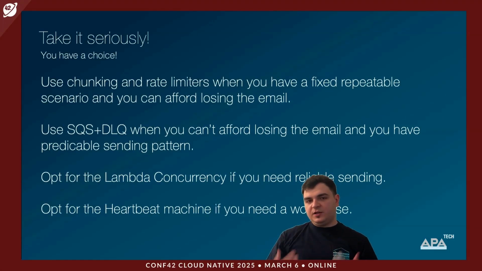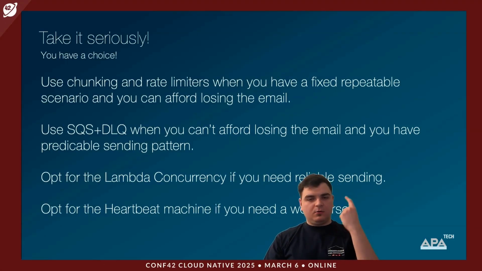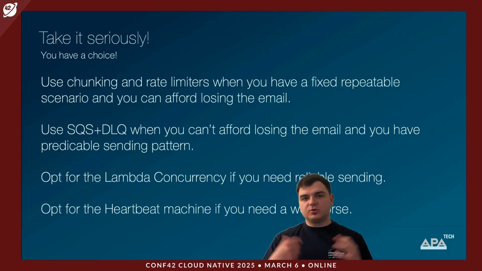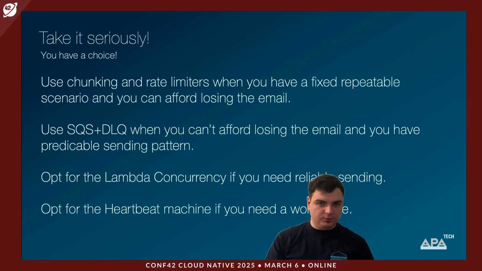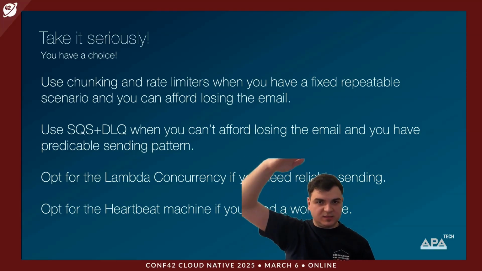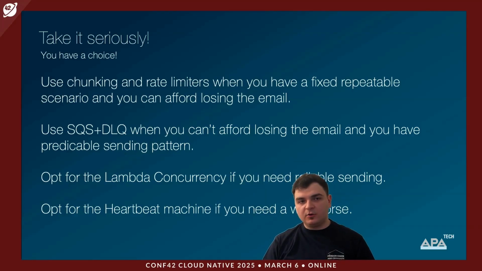So chunking and rate limiting: one user or one recipient, stable sending, stable pattern, no need to do cloud architecting. SQS plus DLQ is also one for this scenario, but you must be more confident that you don't lose the email. Lambda concurrency, when you want to maximize the output and limit the latency, and you're creating the heartbeat step machine because you need the dark horse.